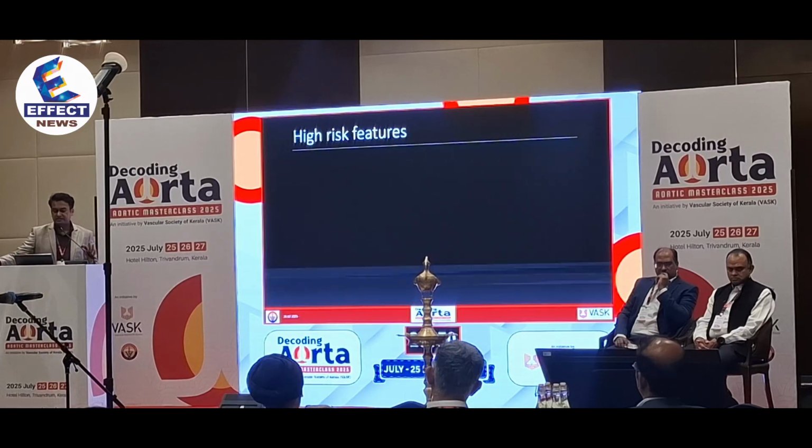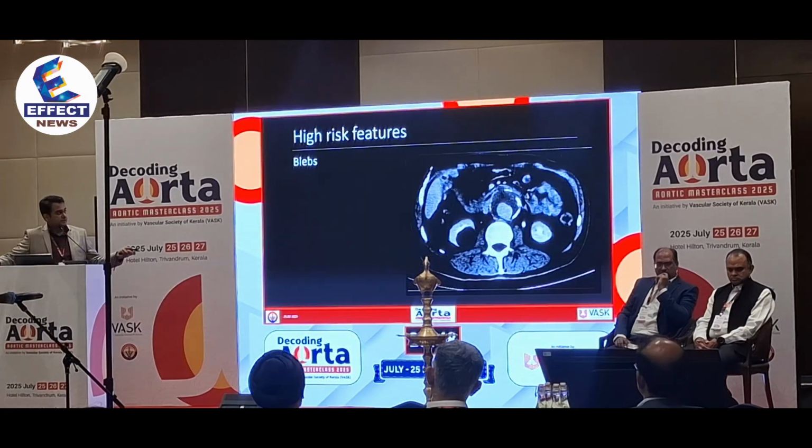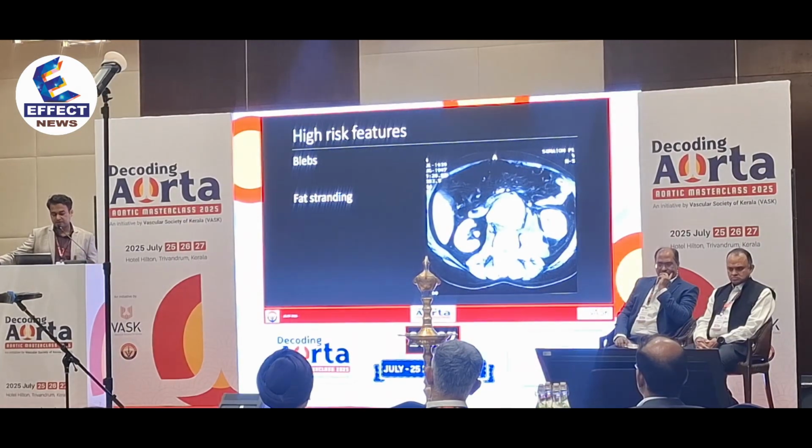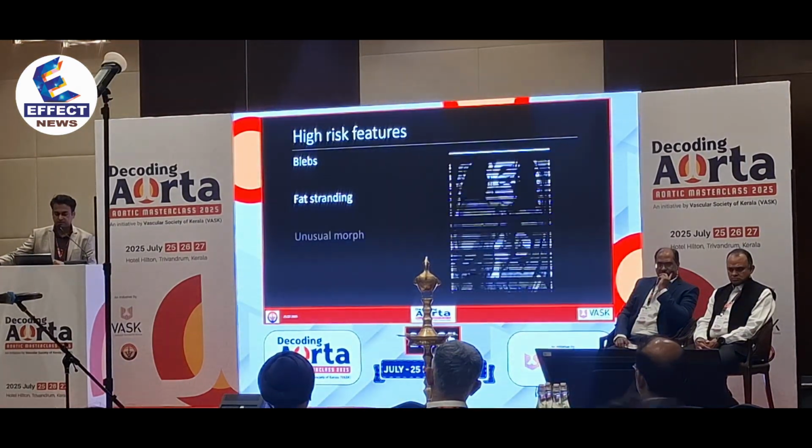Be wary to look for high-risk features. So something like this, you can see a bleb in the anterior aortic wall with a break in the calcium, or if you obviously see fat stranding, all these mean that the aorta is impending rupture or it's already started leaking, and you need to take this patient in fast.